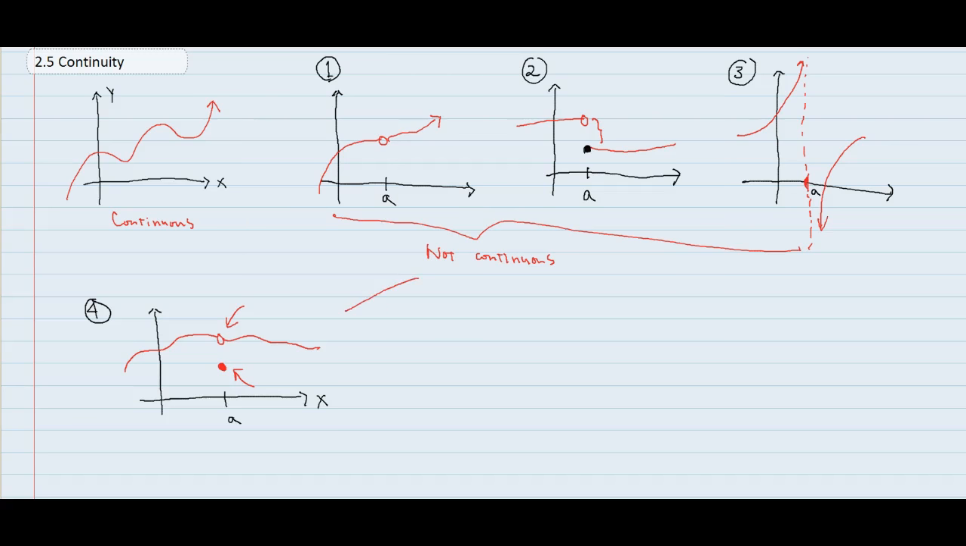So this graph number 4 is also an example of a function that is not continuous. Now I already used this terminology earlier, but if you happen to have a function that is not continuous at x equals a, then we say that there is a discontinuity at x equals a. So another way of saying that is, examples number 1 through 4 are functions that are discontinuous at x equals a.